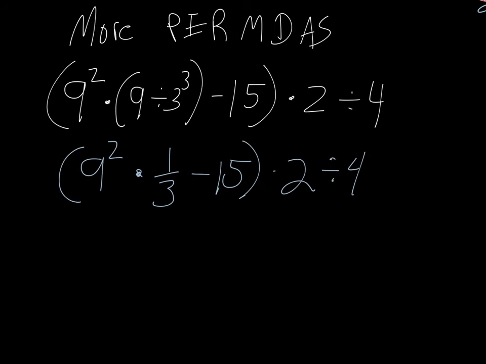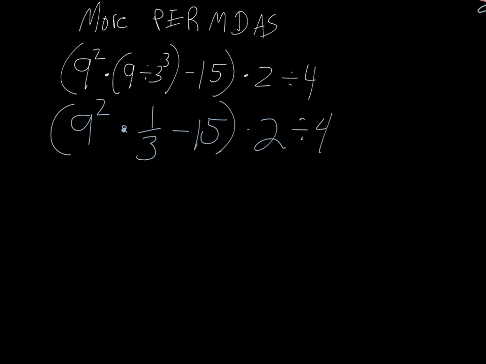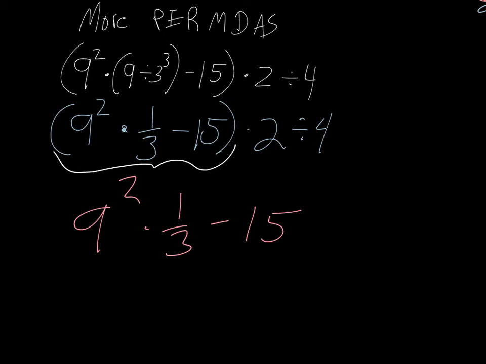So now, let's go to my next step. That was my parentheses, and then we went through PEMDAS inside of that first set of parentheses. Do I have more parentheses? The answer is yes, I do. So now I will take this piece, and I'll do the same thing, and I'll rewrite it as 9 squared times 1/3 minus 15. And I'll do that all separately.